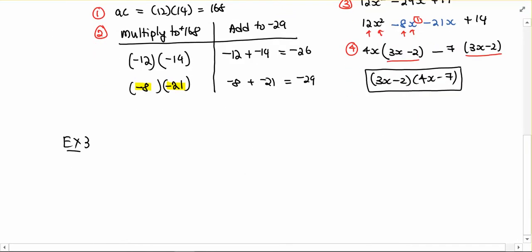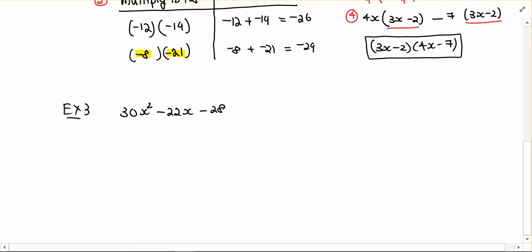So we'll do 30x squared minus 22x minus 28. Okay, so this problem has a second little feature to it that we may not be aware of. So remember always that factor means factor completely, right? So factor means factor completely. So always keep yourself open to the fact that there might be a GCF that goes through the whole problem.